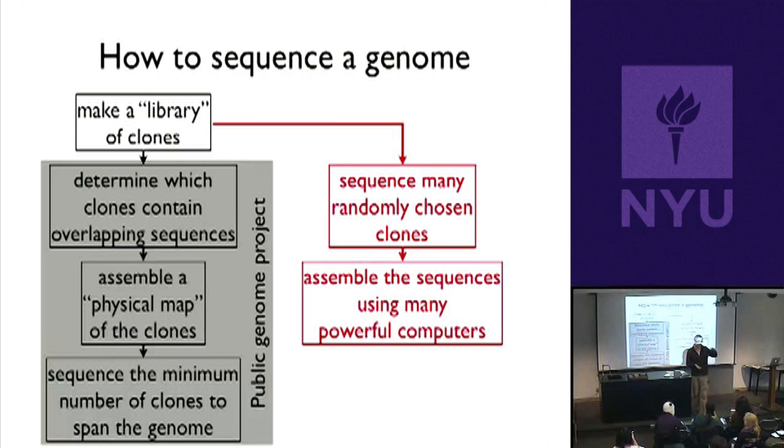So if you're in a public project, what was the hardest part? Finding the order just using your little end sequences. Did you find the same thing? Was that a slow step? Yeah. So that is in reality what the slow step of the public genome project was. They took years and years of just assembling that physical map, of finding where all the overlaps were. Once they start DNA sequencing, that's pretty straightforward. So in those respects, it's actually kind of realistic how it all turned out.